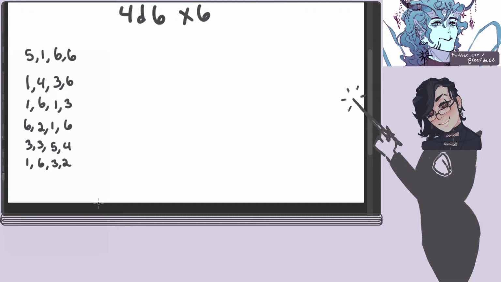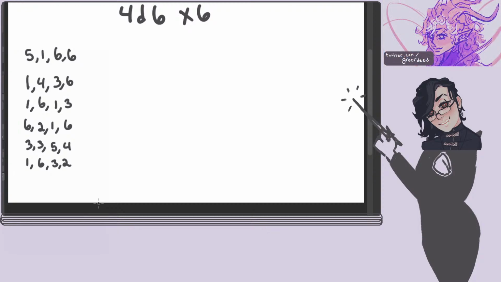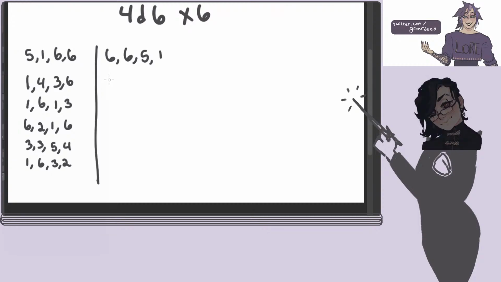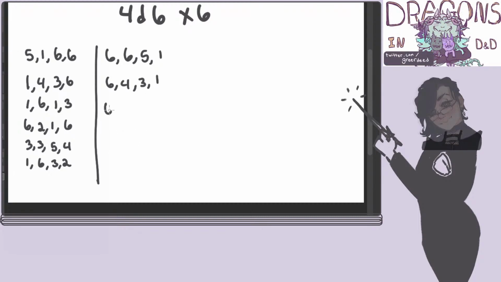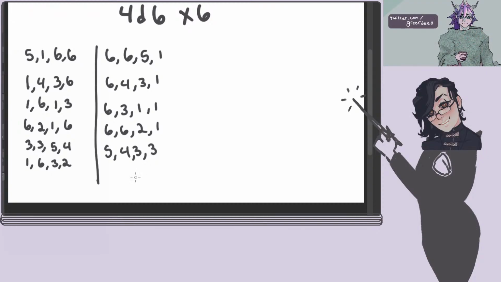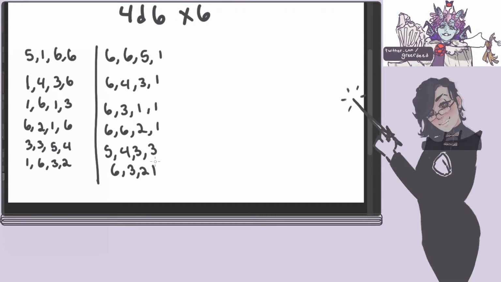Okay, so now after you have your numbers, you'll put them in order next to each other from highest to least. So this would then be 6, 6, 5, 1, 6, 4, 3, 1, 6, 3, 1, 1, 6, 6, 2, 1, 5, 4, 3, 3, and then final one, 6, 3, 2, 1. The next step is whatever the least one is, you remove it.